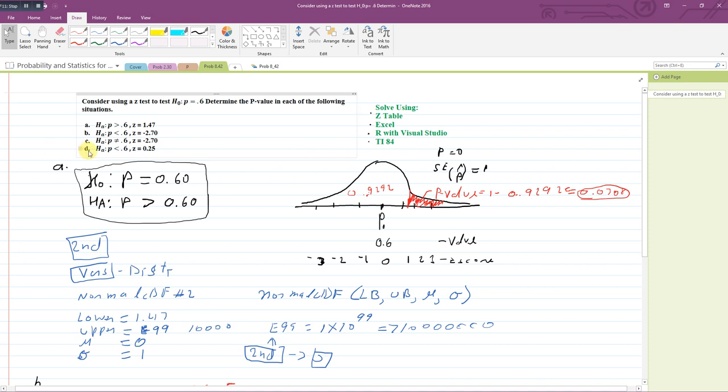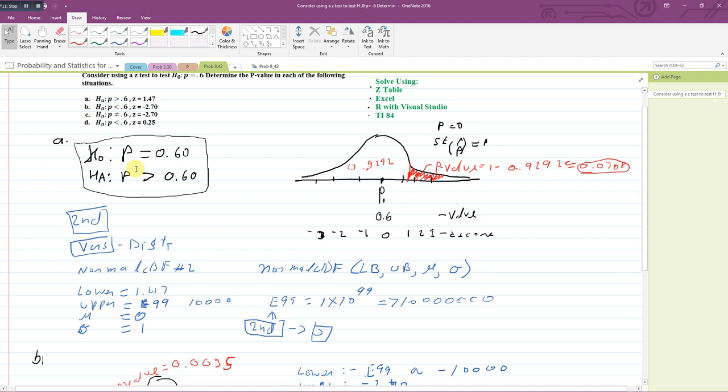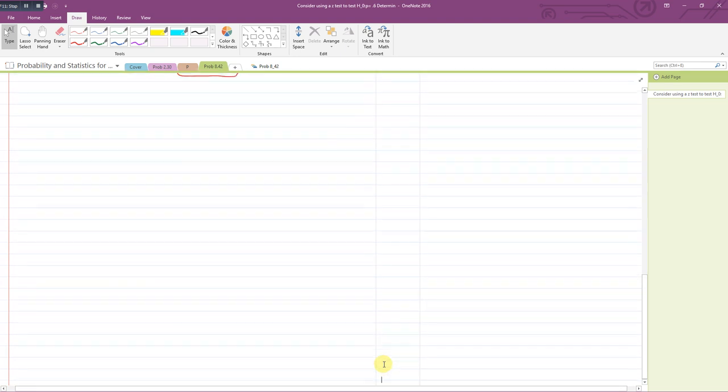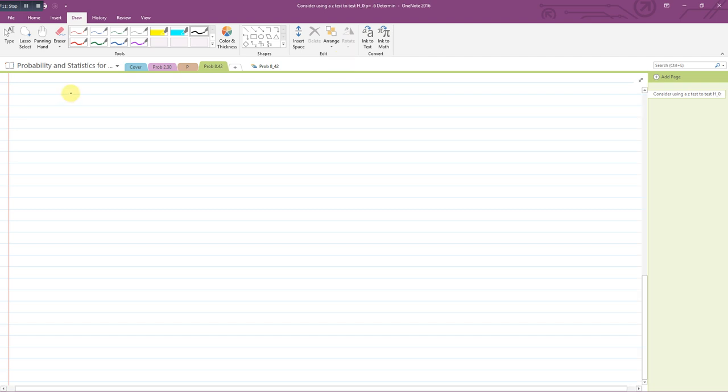For question D, let's do D. And D is asking us, let me write and do this the right way. H naught: p equals 0.60. H A: p is less than 0.60. And then they give us a z star of 0.25.